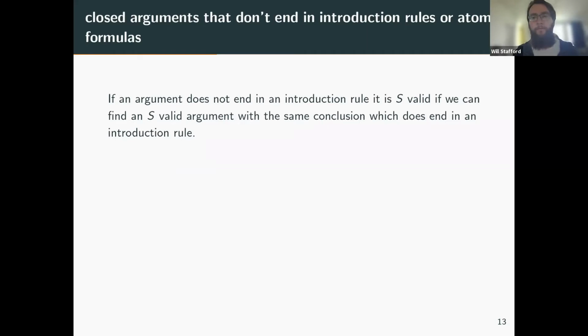So for example, we might have this proof here where we're doing that detour we saw before. We're introducing arrow and then we're eliminating it. It's closed. So we want to check if this is S-valid. And the way we're going to do it is we're going to look for another proof of our conclusion Q that meets one of our previous two conditions. So in this case, we see that given our set S, we have such a proof where we use the axiom P and then we infer to Q. And so that tells us that our other proof is also S-valid.